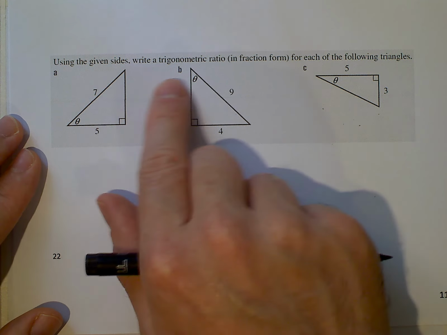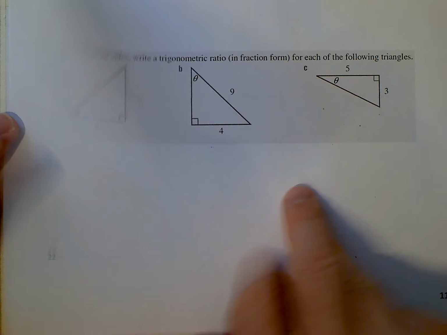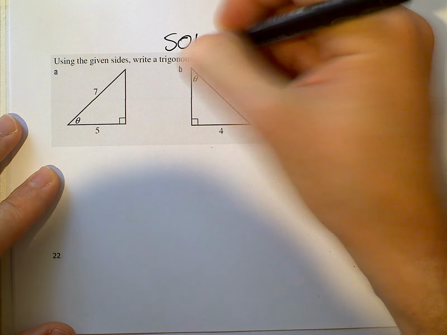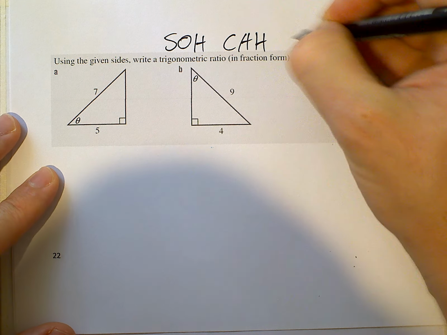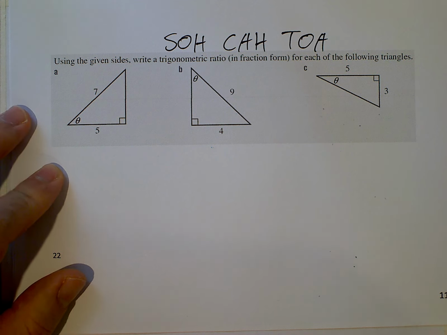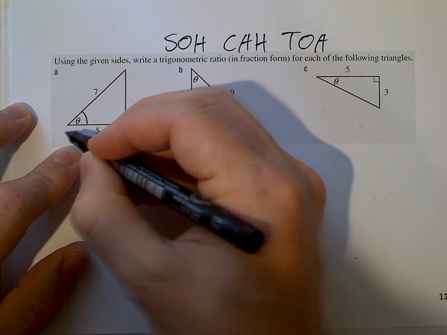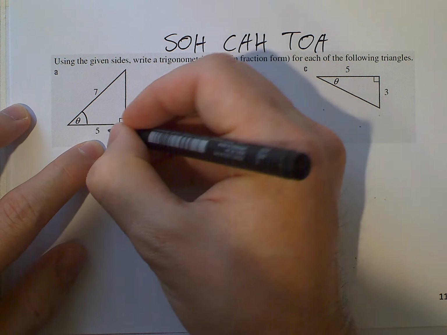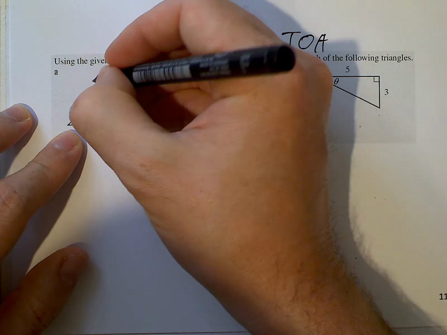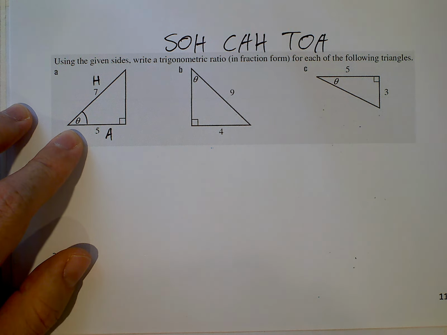Using the given sides, write the trigonometric ratio in fraction form for each of the following triangles. Okay. So, again, I am going to write so, ka, toa. Okay, and that's going to help me solve these questions. So, looking at this, I have got this angle, I have got the side next to, so I know that's an adjacent. I've got the longer side, which is opposite my right angle, and I know that's my hypotenuse. I'm like, okay, those are the only 2 sides I've got.